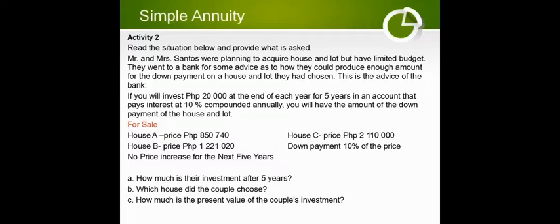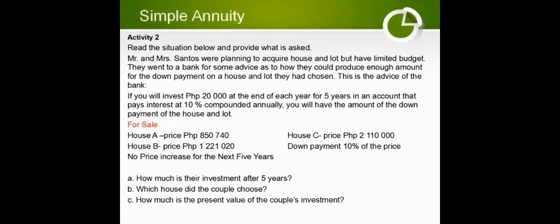No price increase for the next 5 years. So that is the condition. The condition is a down payment of 10% of the price, and there is no price increase for the next 5 years. So letter A question here, how much is their investment after 5 years? And the second question is, which house did the couple choose? And the third, how much is the present value of the couple's investment?